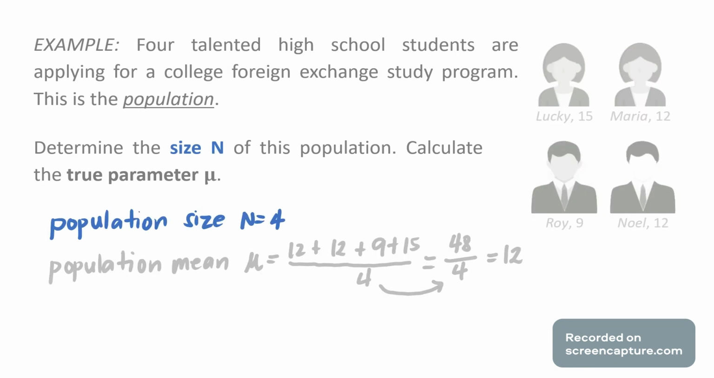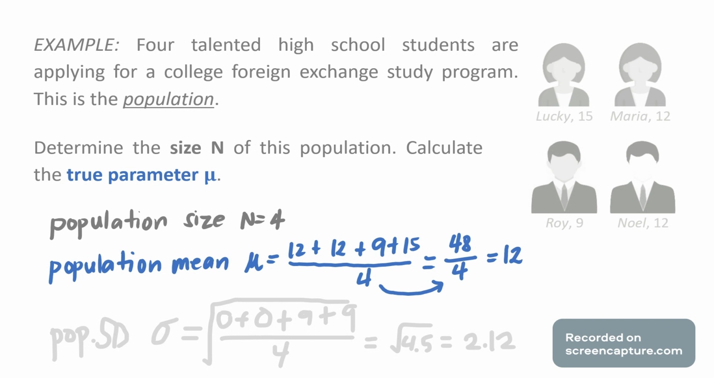So the population size is uppercase N equals 4, since there are 4 of them, and the population mean mu is 12, which we know how to compute by now. We have to understand that mu is a constant because these 4 students will not change at all. We call these numerical descriptors about the population as parameters. Therefore, mu is an example of a parameter. Another example is sigma, which is the population standard deviation, which we will not emphasize in this video.